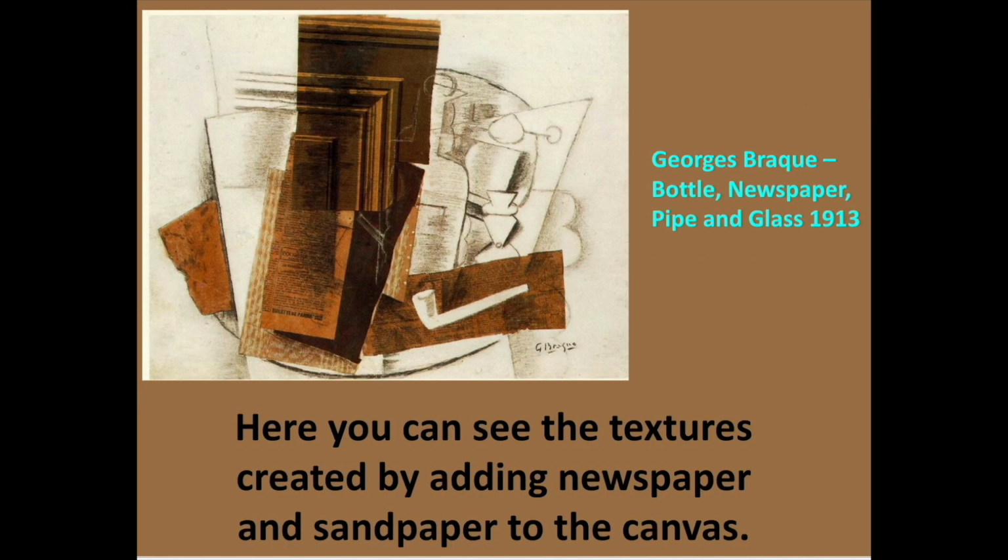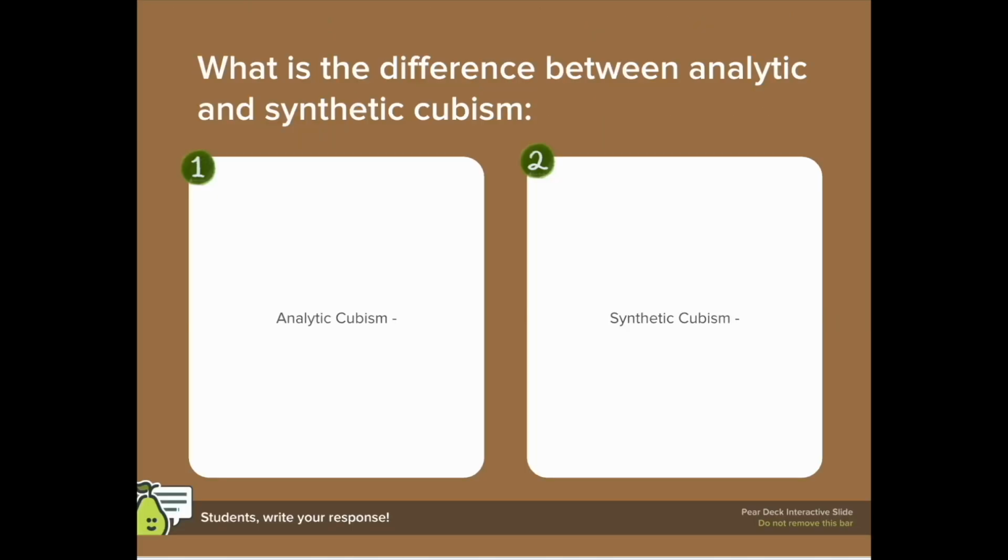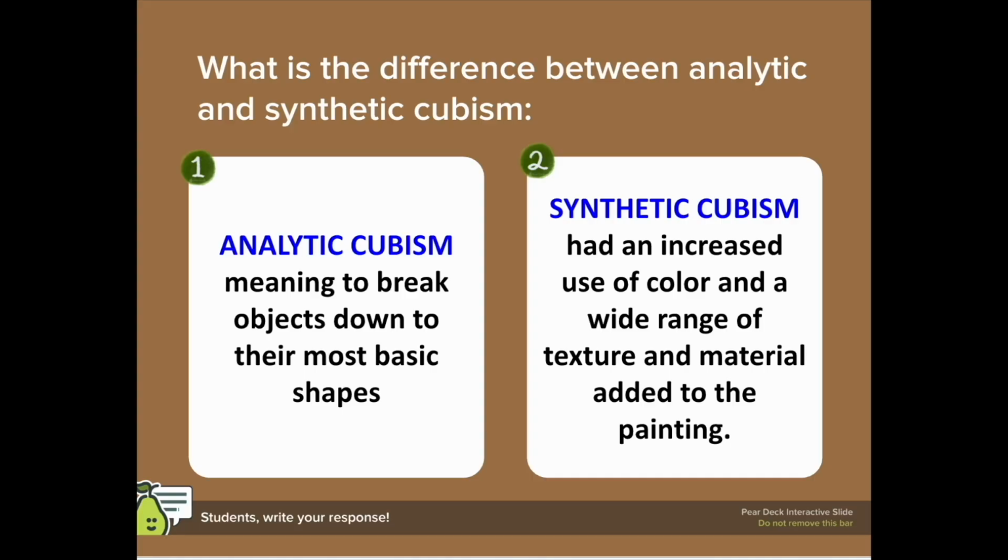The works often included collage elements, which were found materials like newspaper, burlap, chair caning, and rope, to name a few. In review, analytic cubism means breaking objects into their most basic shapes, and synthetic cubism has an increased use of color, wide range of texture, and even added materials to the paintings.